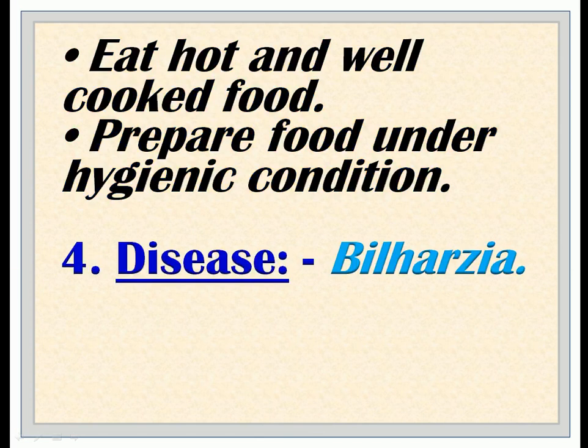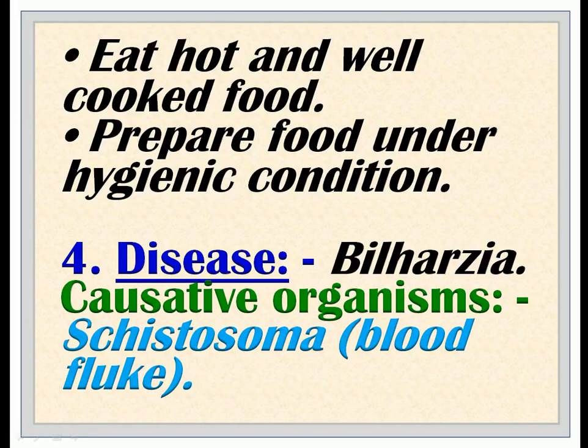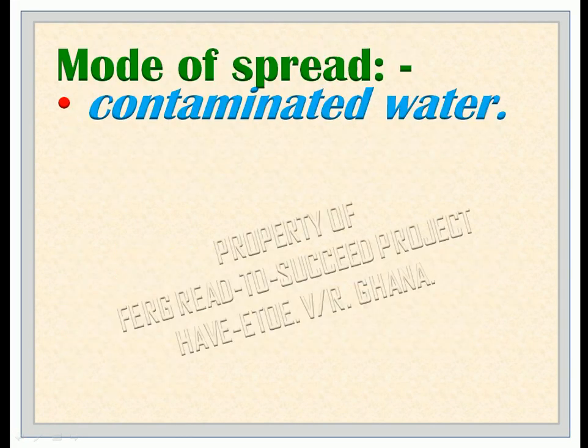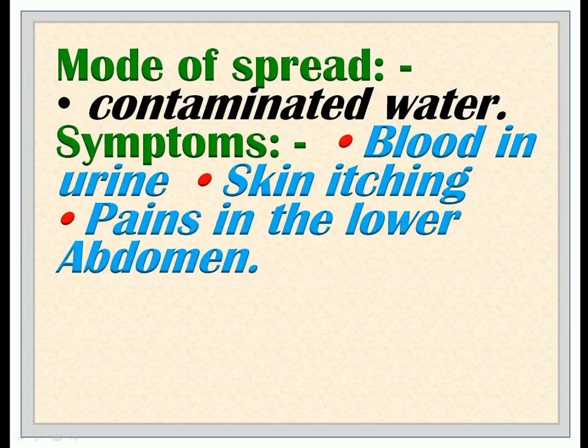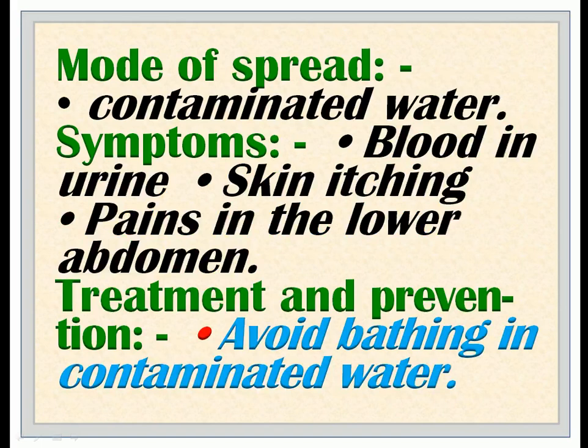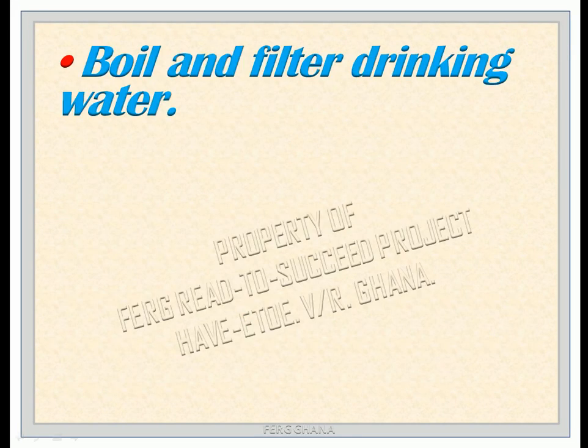4. Disease: bilharzia. Causative organism: schistosoma, blood fluke. Mode of spread: contaminated water. Symptoms: blood in urine, skin itching, pains in the lower abdomen. Treatment and prevention: avoid bathing in contaminated water, boil and filter drinking water.